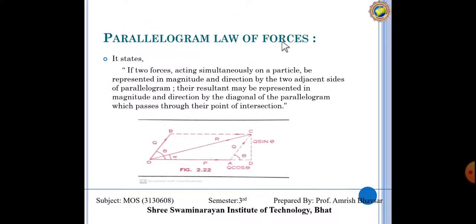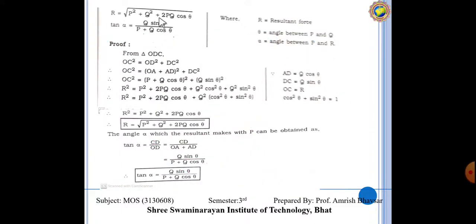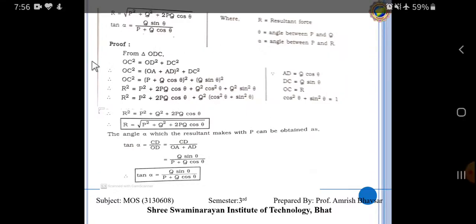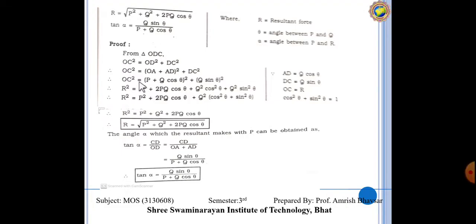So what is the parallelogram law of forces? That also we studied in the previous lecture. In the parallelogram law we can derive two equations: R is equal to the square root of P square plus Q square plus 2PQ cos theta, and the second one is tan alpha, the direction of our resultant force, tan alpha is equal to Q sin theta upon P plus Q cos theta. These two equations are most important for us because in the analytical method we can find the resultant force and its direction with the help of these two equations.